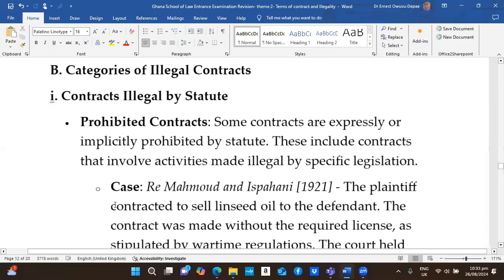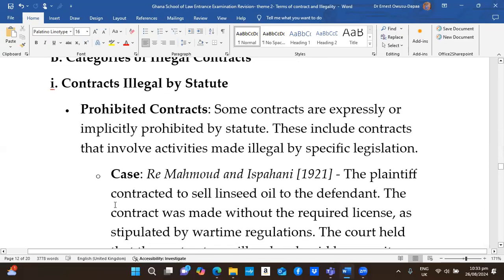So there are various categories of illegal contract. As I said, we have contracts which are prohibited. That is to say that the law says, either expressly or impliedly, you cannot enter into that type of contract. Can anybody give an example of contract which by specific legislation in Ghana are not permitted?